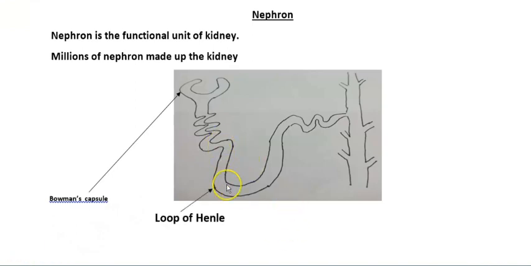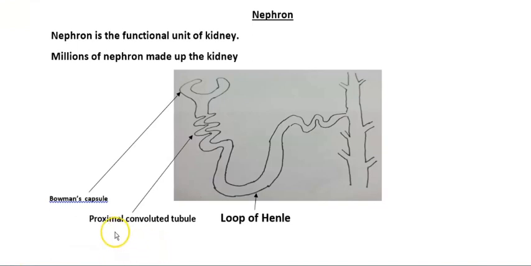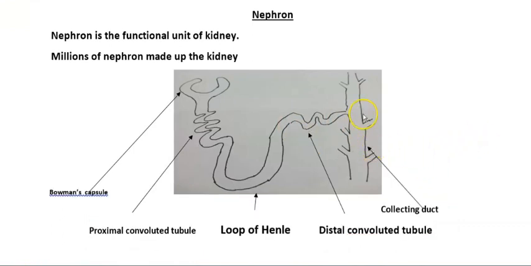Now, the second one, the shape of a U here, we call the loop of Henle. Label this now. Next is the proximal convoluted tubule, this one. Label this. This is the distal convoluted tubule. And this is the collecting duct. So these are the parts of the nephron that you must know.